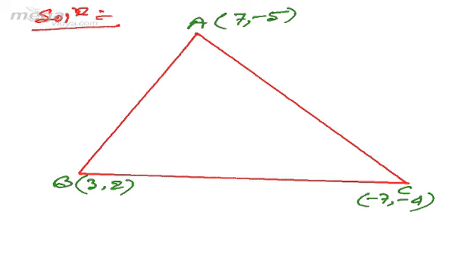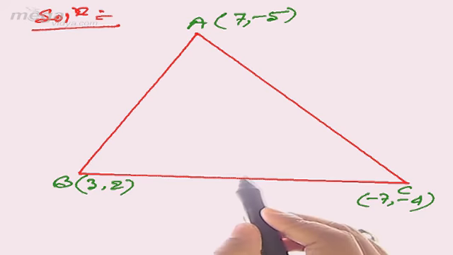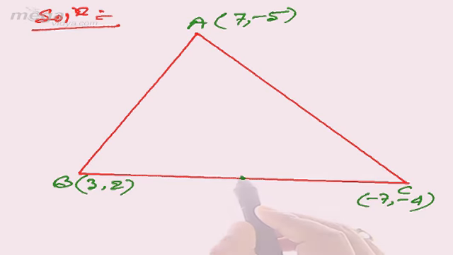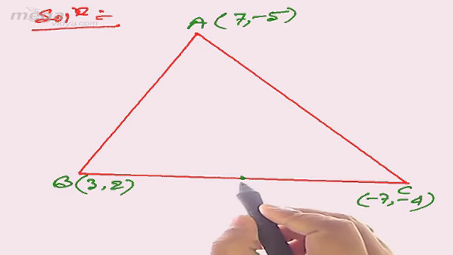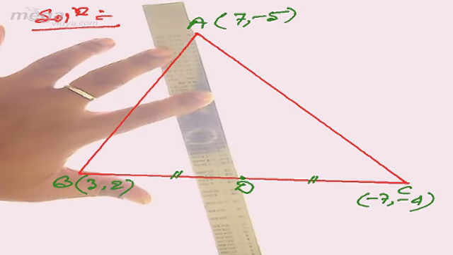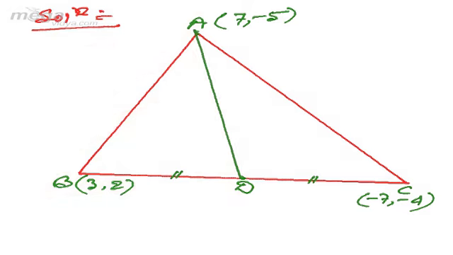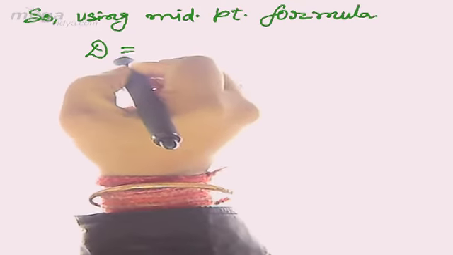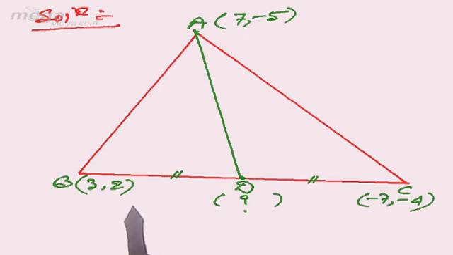Because AD is the median, it will bisect the opposite side BC. So if you take D on BC, then BD should be equal to DC. Then you have to find out the equation of AD. With the help of the figure, you can identify that if you get the coordinate of D, then you can find out the equation of AD. Using the midpoint formula, we can find out the coordinate of D. Coordinate of D is the midpoint of BC.